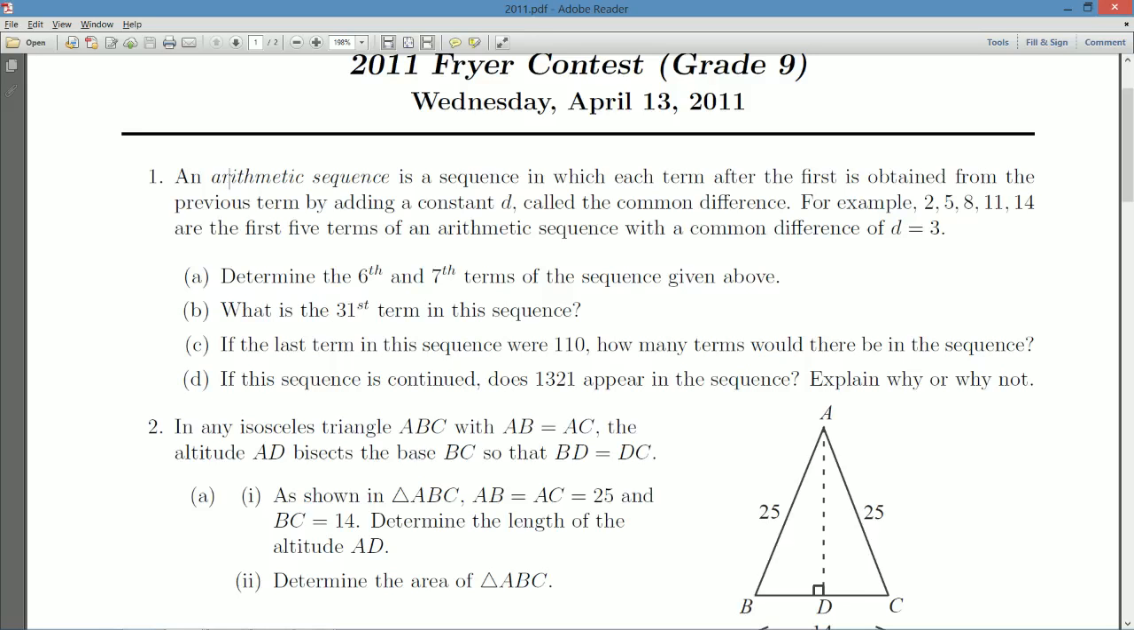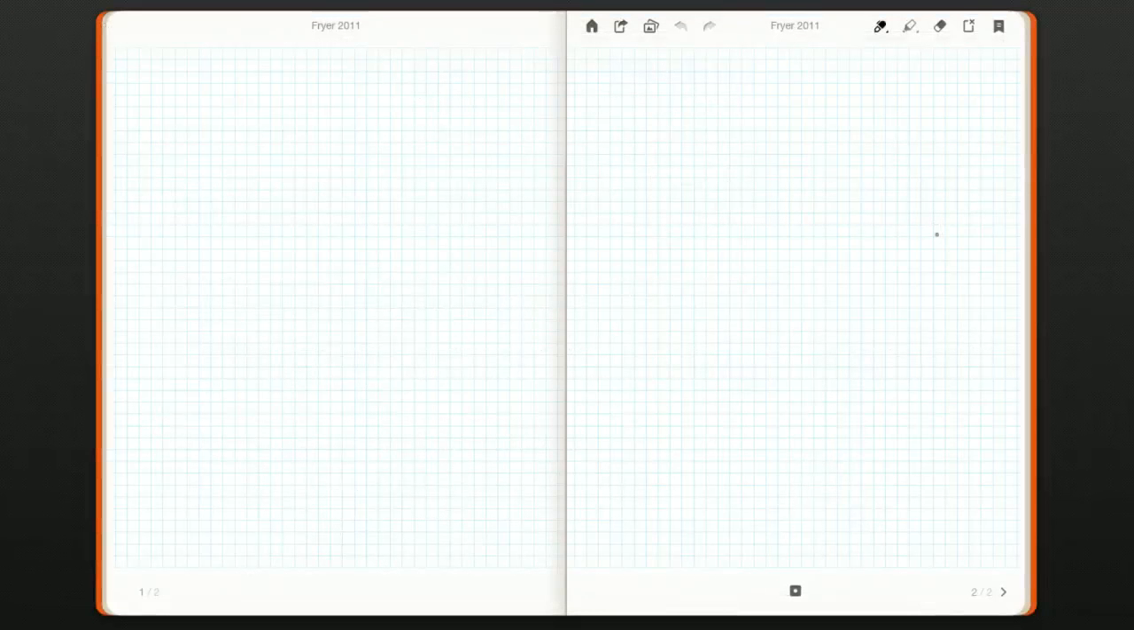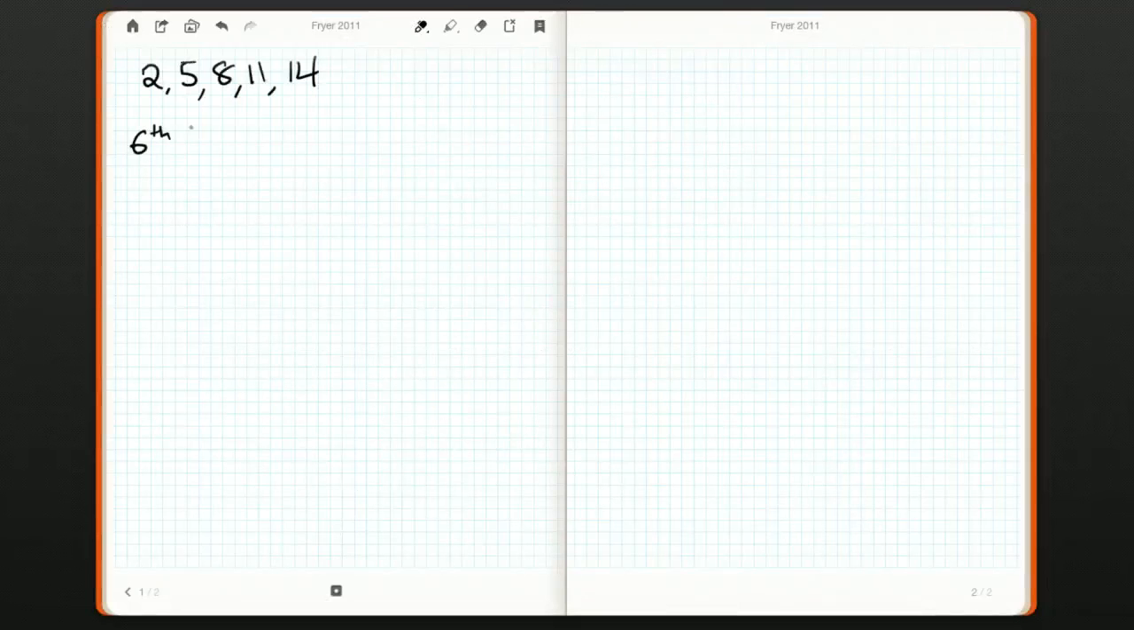A. Determine the 6th and 7th terms of the sequence given above. Okay, well we have the first 5 terms, and we know that to get each new term, we just add on our common difference of d equals 3. So, let's grab ourselves a little solution booklet here. To figure out the 6th term, we start off with 2, 5, 8, 11, 14. So the 6th term is the 5th term plus d. So that's 14 plus 3. That's 17.